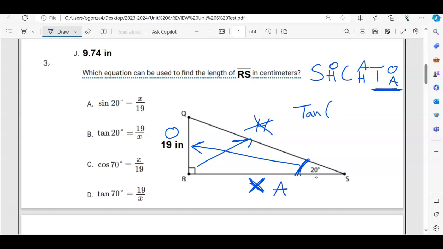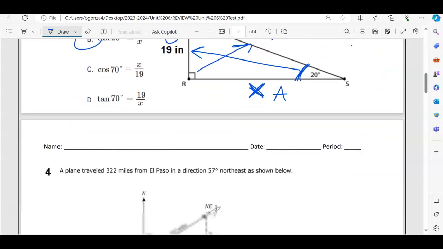The angle is 20, and that equals O over A, 19 over X. Now we could solve this, but it's asking us just to set it up, which is going to be B right there. Cool.